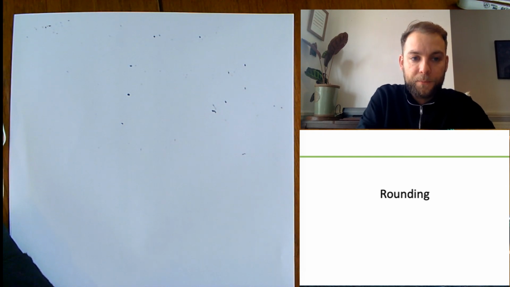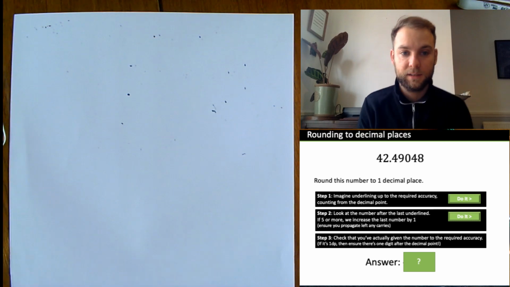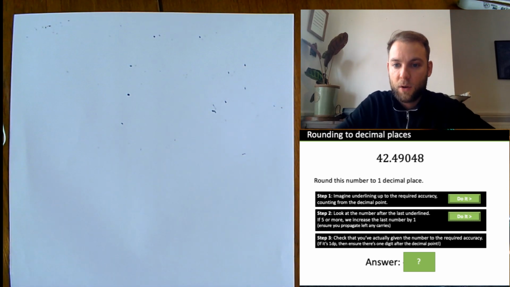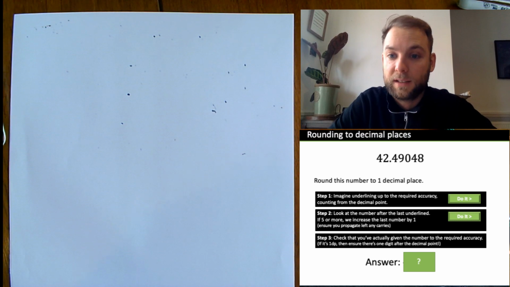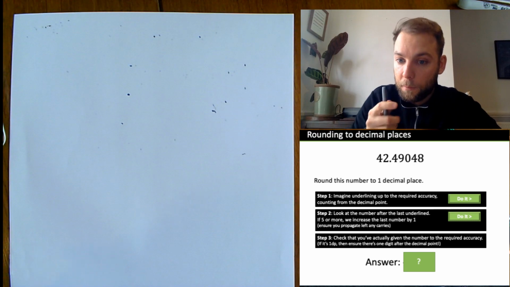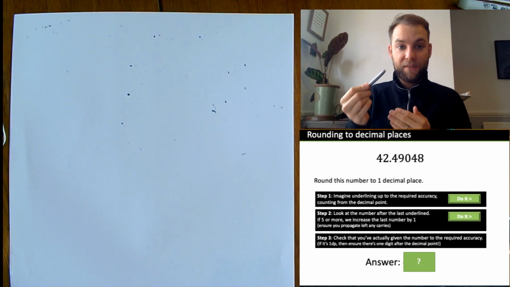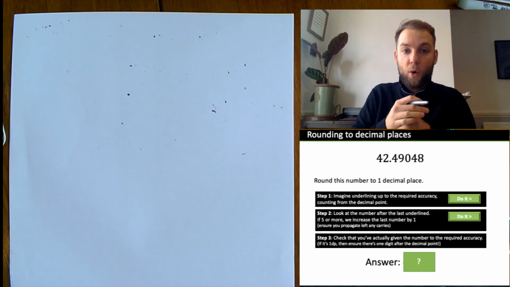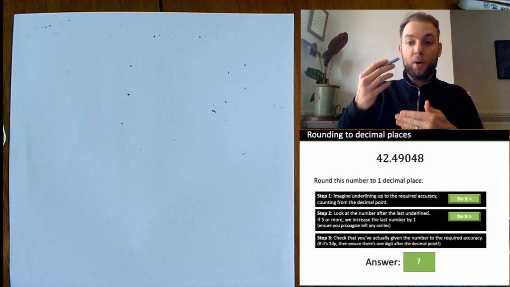So, our first question here is just rounding to normal decimal places. So the way we do this, let's just read these steps here. So imagine underlining the required accuracy. So in this case, it says 1 decimal place. So that is going to be the 4 in between the 2 and the 9. You look at the number after the last line. So you look at the one which is next to it. If it's 5 or above, then you round up. And if it's 4 or below, then it stays the same. So it's either rounded up or it's staying the same.